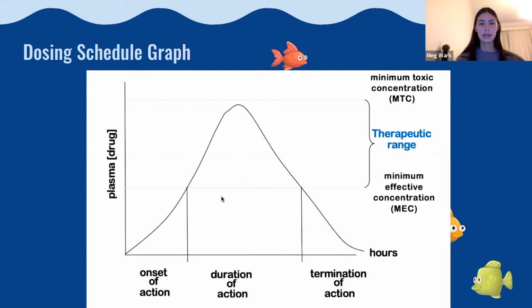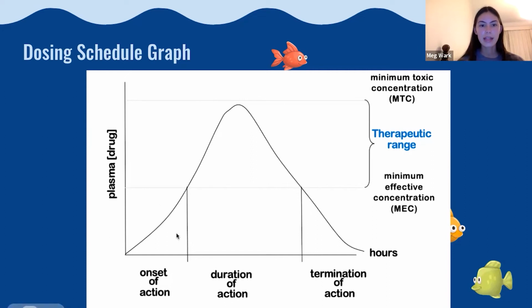So this is kind of going off that again. This is a graph that was in the lecture notes. We've got the drug concentration on the y-axis. On the x-axis, we've got the time in hours. Onset of action, you can see, is when it reaches the minimum effective concentration, so the bottom of the therapeutic index.